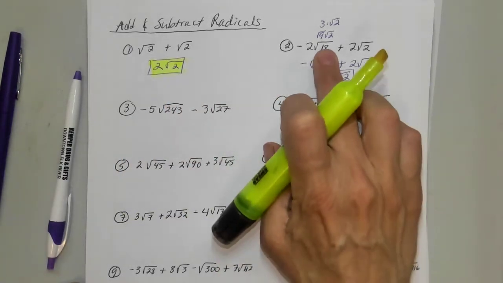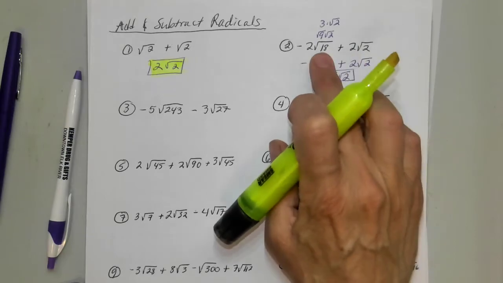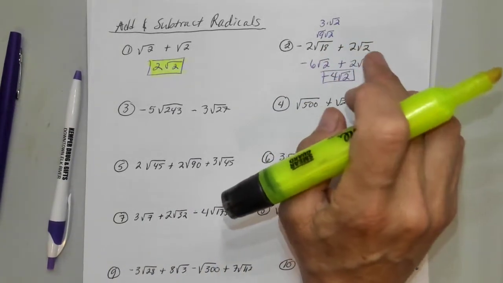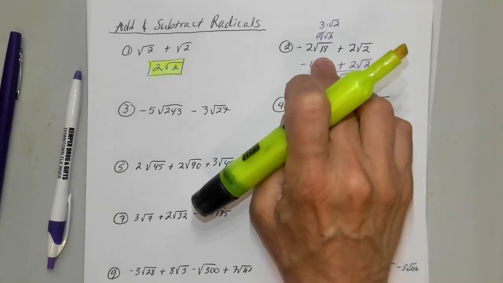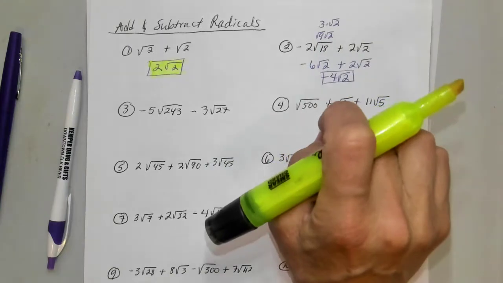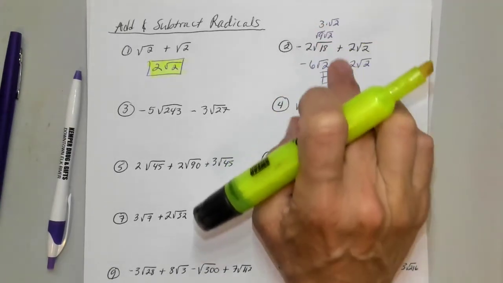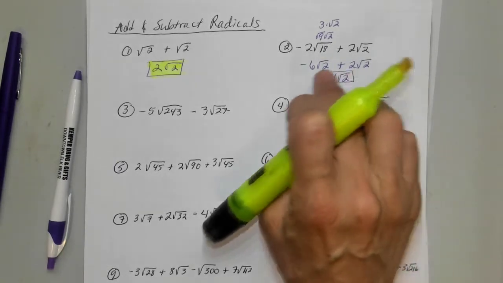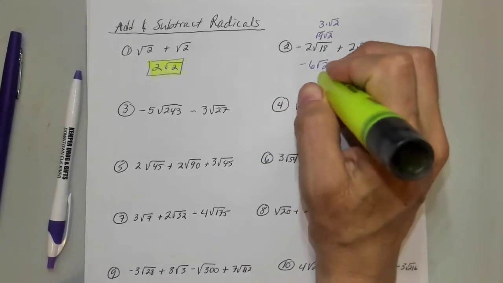Okay, here we got two different numbers under the radical. So you need to do factoring. 18 is 9 times 2. I can take the square root of 9 and get 3. And then I'm going to take the negative 2 times the 3 to get a negative 6 root 2 plus a 2 root 2. Negative 6 plus 2 is negative 4.